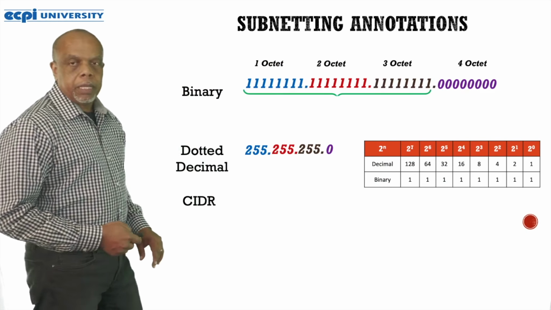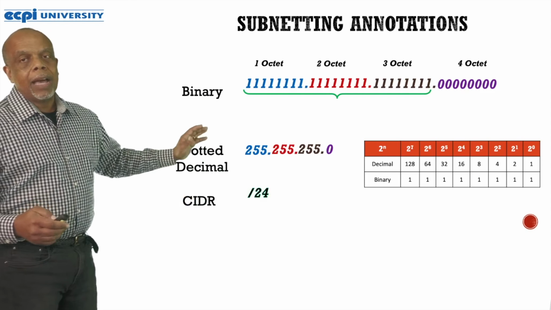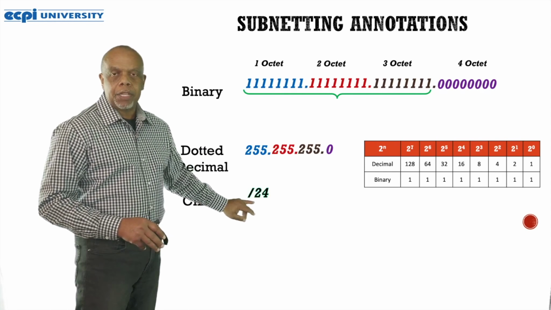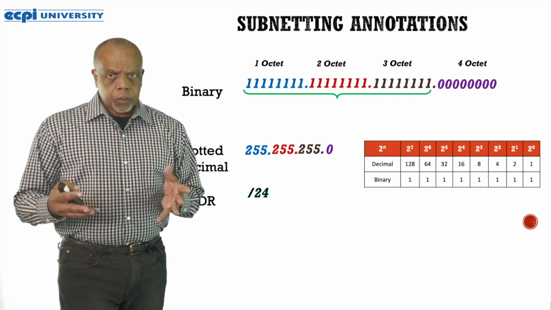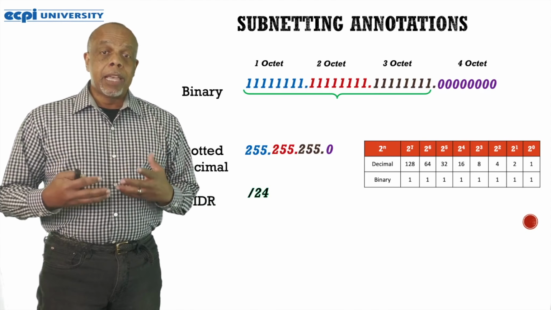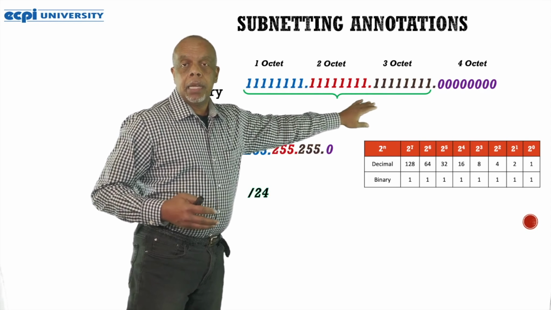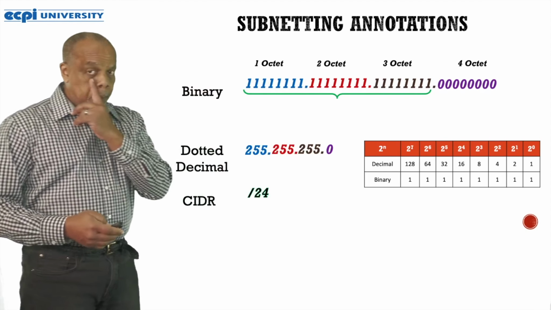Now, if we look at it from the CIDR, all CIDR is doing is counting the ones. That's all it's doing. So when you see an IP address with a /24, that means the subnet mask for that IP address is 255.255.255.0, 8, 16, 24. That's all it is. Okay, let's do another example.